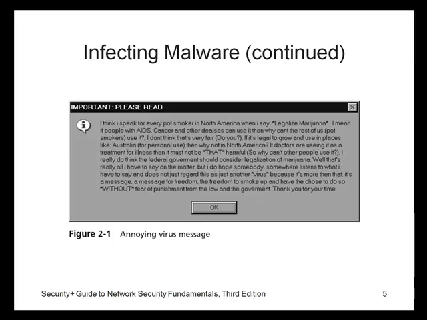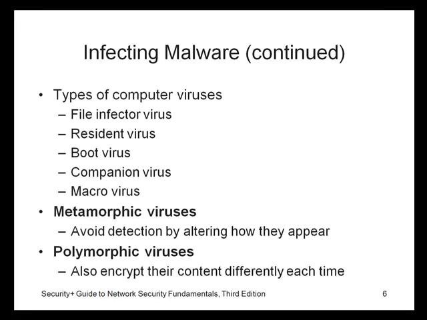This is the infecting malware. "Important, please read." This is the kind of annoying pop-up message, and this one's in the book. It says, "I think I speak for every pot smoker in North America when I say it's time to legalize marijuana," and on and on, some political message, whatever they want. And in the case of WikiLeaks or Anonymous, it might be support for the freedom of information. If you believe that freedom of information means the ability to display stolen material, you've got to get into, I mean, I know that sounds good, but let's look at the whole picture.